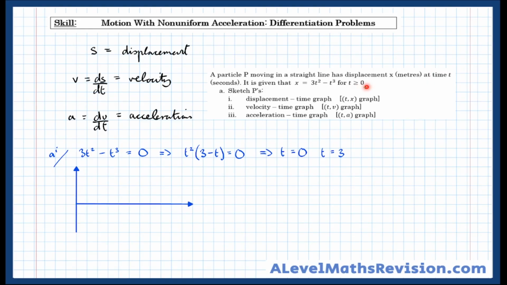If we didn't have the restriction that t was bigger than or equal to 0, the graph would look something like this. I'll do the invalid part in red, and now moving on to the valid part, it'll look something like this. And there it is, the cubic. However, since t is bigger than or equal to 0, the red part's invalid, therefore we get rid of it. I can see that this is t equals 3 and this is t equals 0. So there is the displacement-time graph.